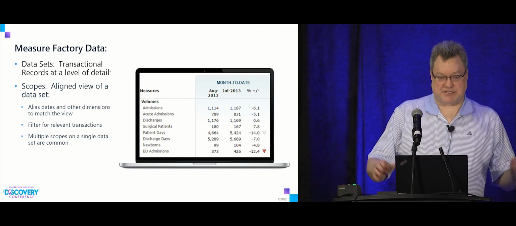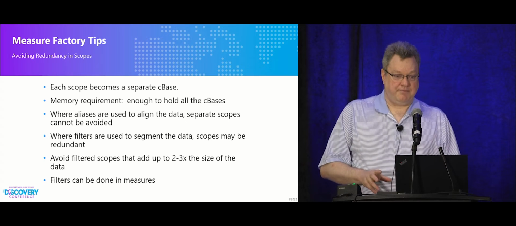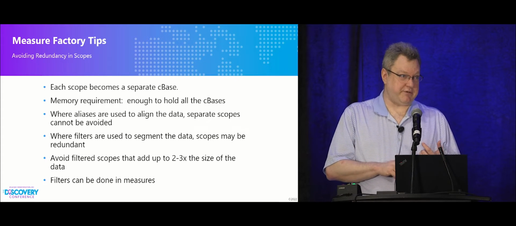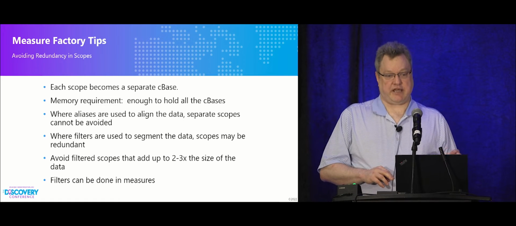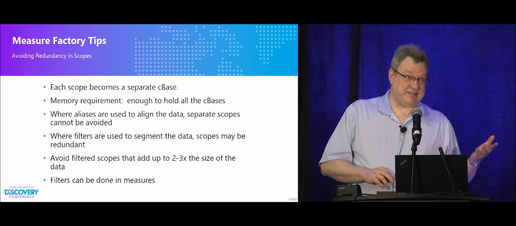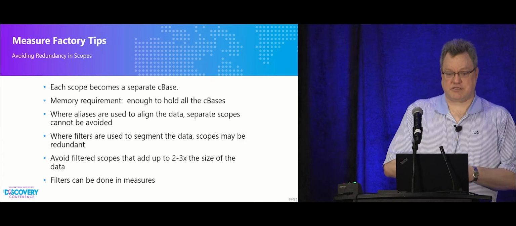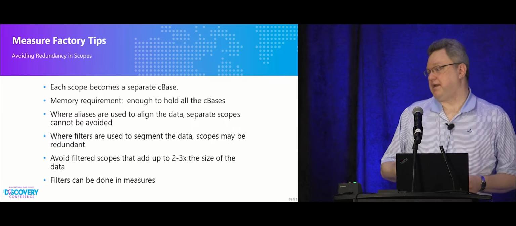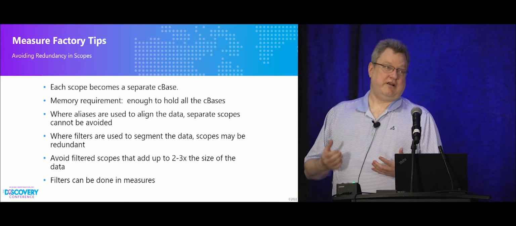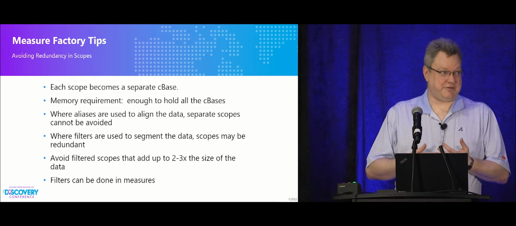So multiple scopes on a single data set are reasonably common, but people definitely go overboard on this. Every scope becomes a separate C-base. If you have a data set and 2 scopes, that's 3 C-bases basically out of the same data. The data sets don't get used as much as the scopes, which are really where I focus. But keep in the back of your mind that your memory requirement for a Spectre server is enough memory to hold all the C-bases, plus enough memory for the user queries to happen.